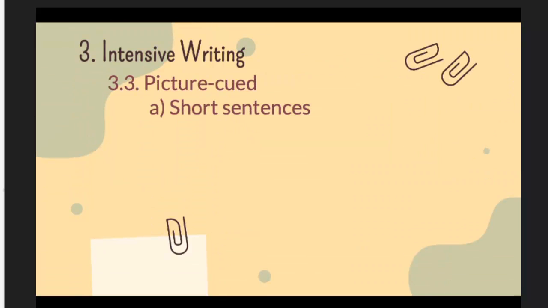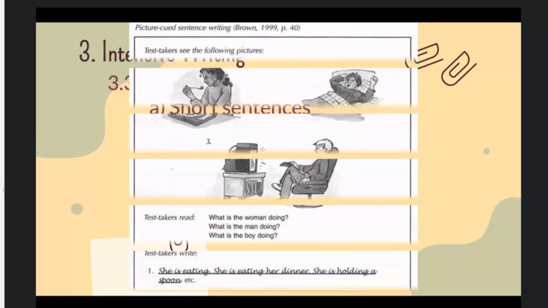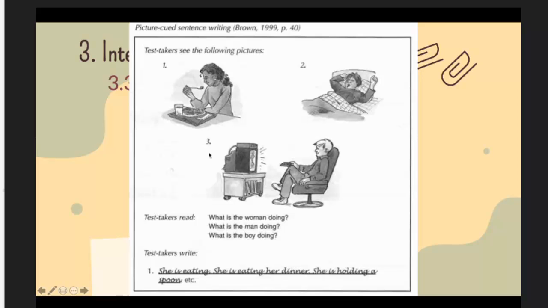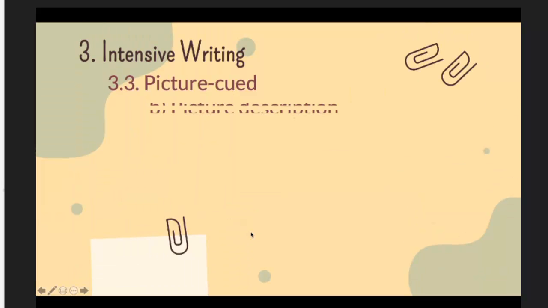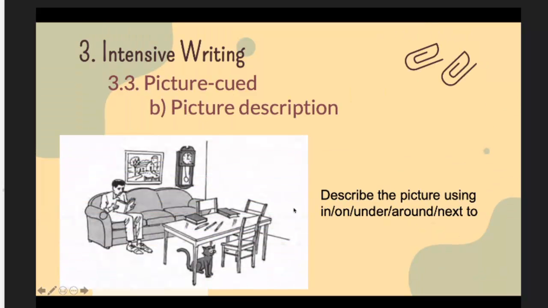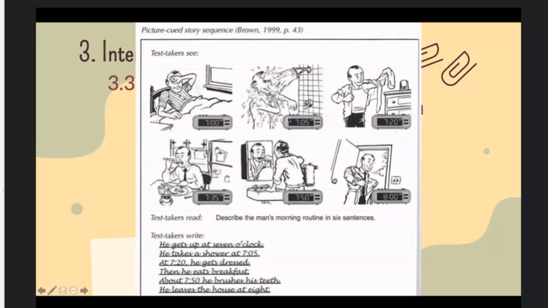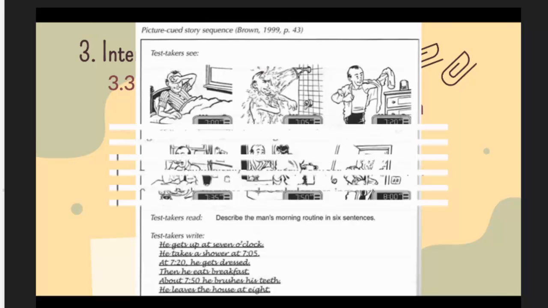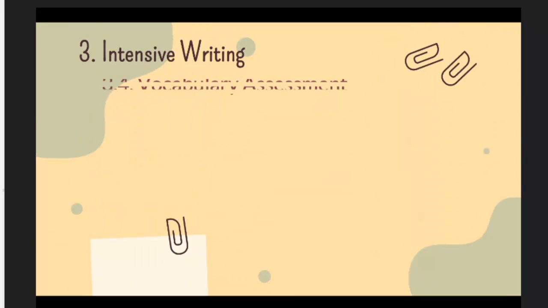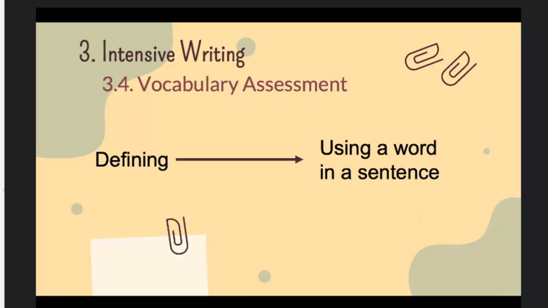Another way we can use pictures, and pictures can be used in three main ways. One, we ask them to write a short sentence for the picture like this. Two, we ask them to describe the picture with target words like prepositions here. Three, we give them a sequence like this, and they have to create a whole story using the picture. And four, sorry, we have three only. You can also test writing by testing their vocabulary.